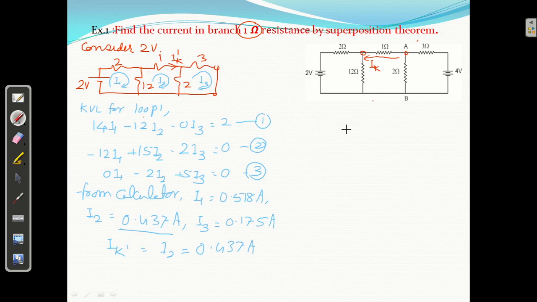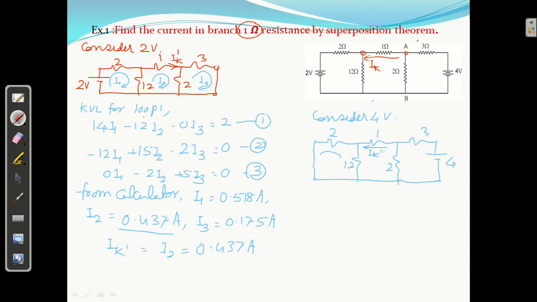Okay. Now next time consider the other source. Consider the 4 volt source. Okay. Remove it. I'm considering the 4 volt source like this, right? This is shorted, 2, 12, 1, 2, 3. Current will be like this, IK double dash. Okay, I have to find it.